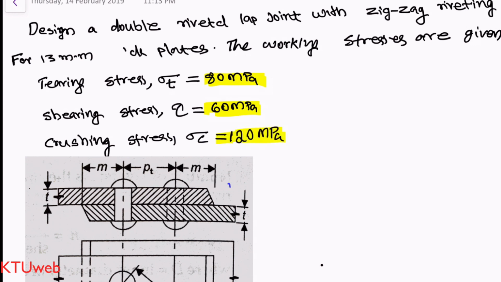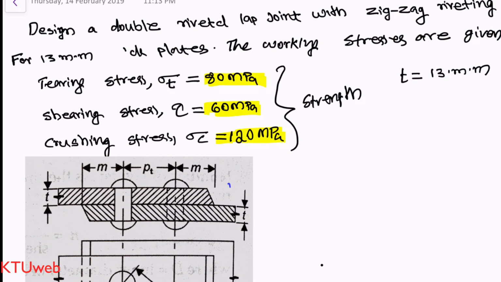120 megapascal. Here we have two kinds of data. The first one is the strength of the required joint, and the second thing we have is the thickness of plate, t equal to 13 mm. Based on this data, we have to design the rivet. That means you have to find the margin, pitch, transverse pitch, and number of rivets per pitch length, etc.